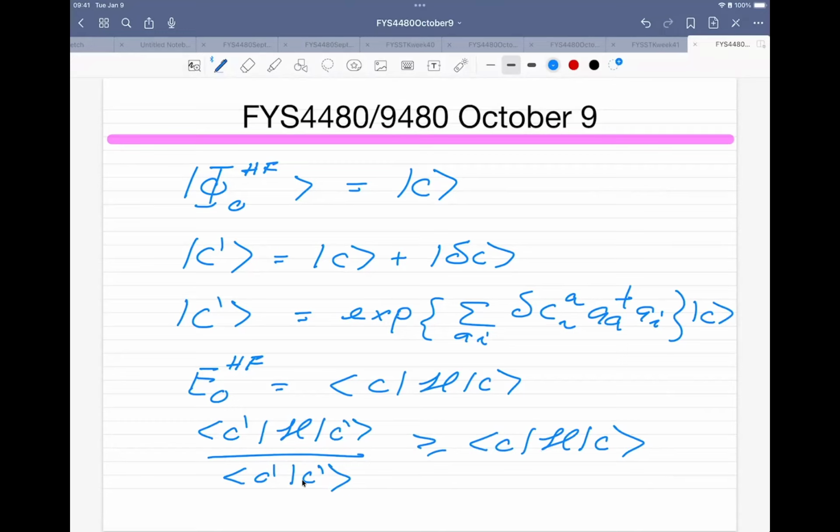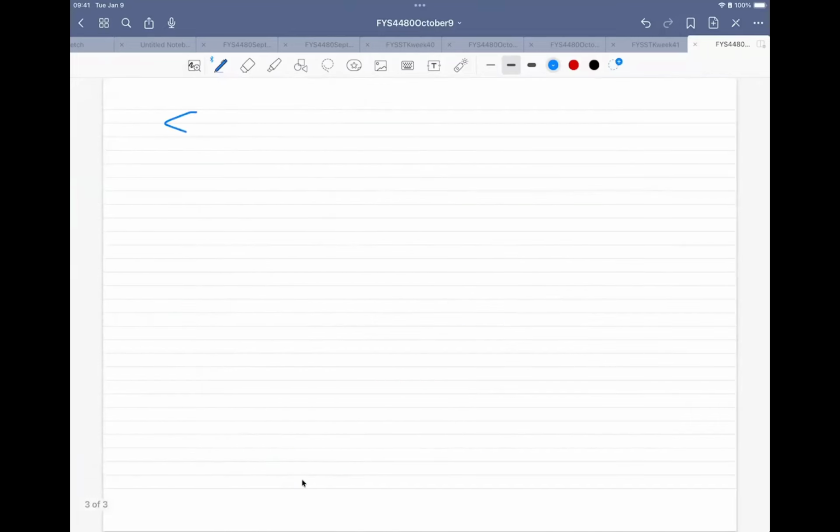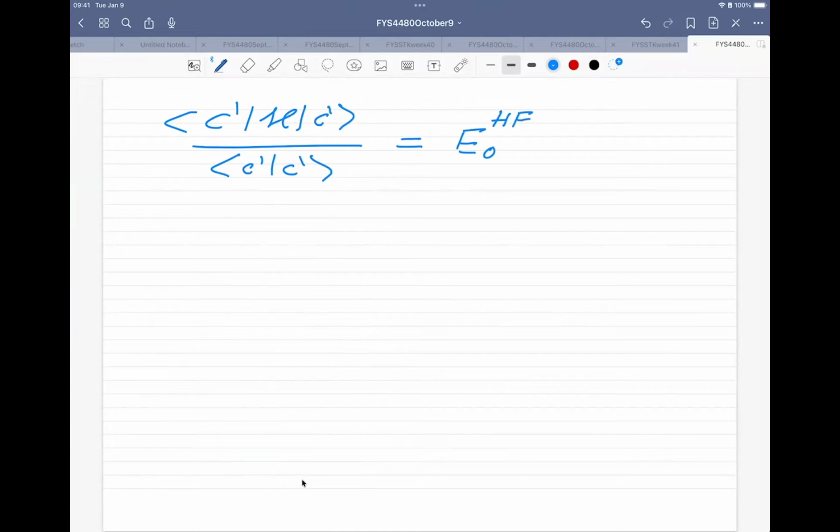Now, the thing which we did last week was to calculate the contributions to the numerator and the denominator. And where we ended, I'm just going to set up the final expression which we got. So we got a series of terms here. So we can show then that this quantity, C prime over C and C prime, is given by the Hartree-Fock energy, which is the one we wanted to be the lowest one.